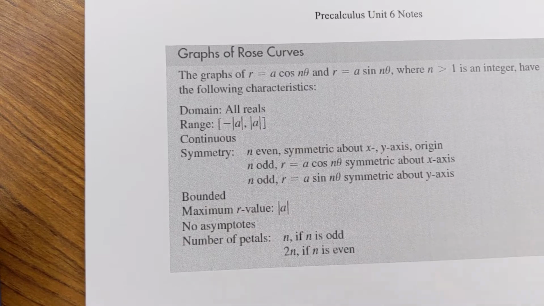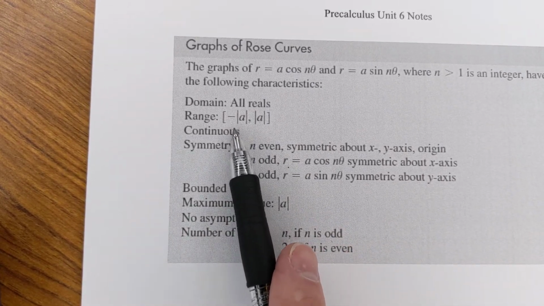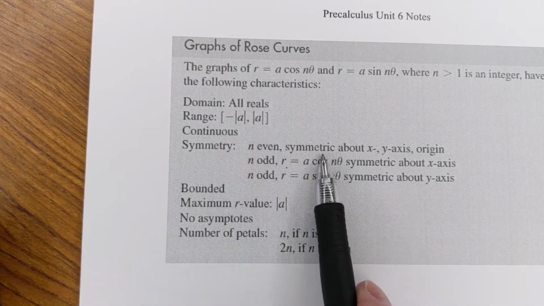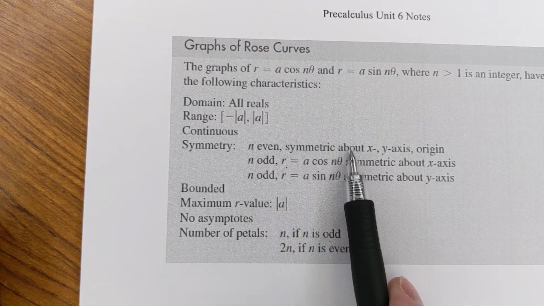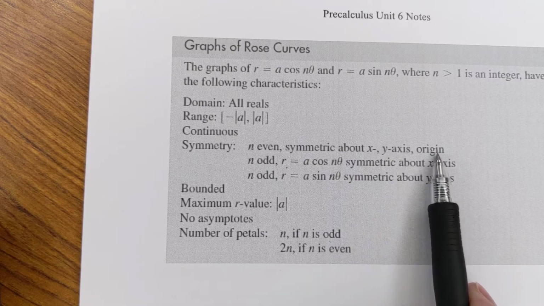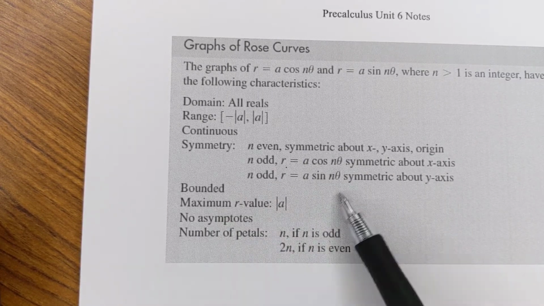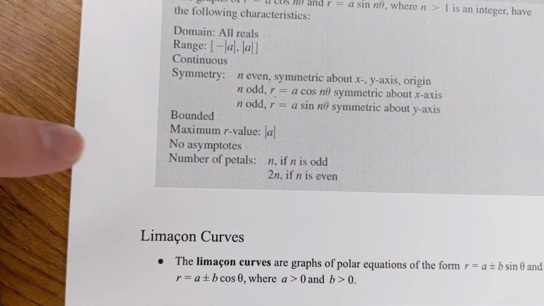So graphs of rose curves. The domain is all reals. The range goes from negative absolute value of a to positive absolute value of a. It's continuous and symmetric. If n is even, it's symmetric about the x-axis, the y-axis, and the origin. If n is odd, cos theta is symmetric about the x-axis, and so on and so forth. Here are all your definitions. The number of petals is the most important part.